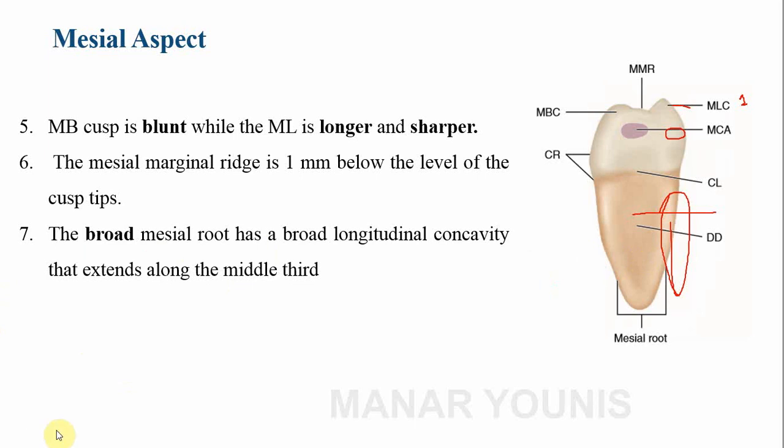So regarding the anatomical landmarks that can be seen from the mesial aspect, first there is the cervical ridge in the cervical third of the buccal aspect. There is the flat mesiobuccal cusp, the sharper and longer mesiolingual cusp, the strong mesial marginal ridge, the mesial contact area, the developmental depression, the broad depression, and only the broad mesial root can be seen from the mesial aspect.